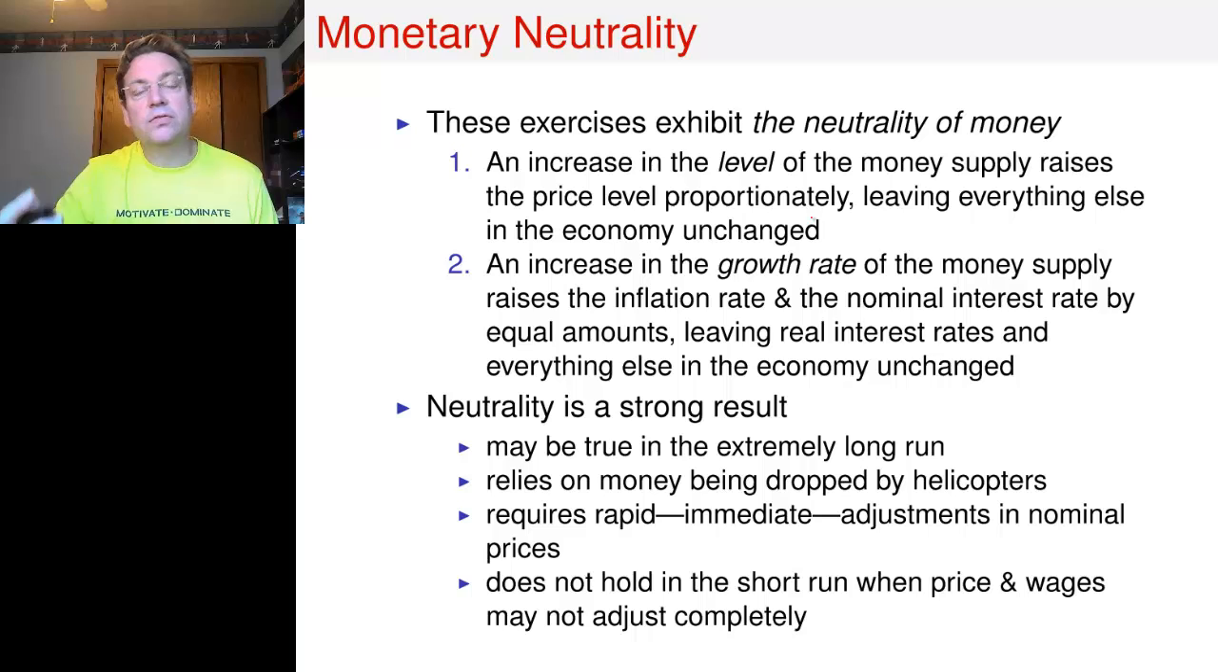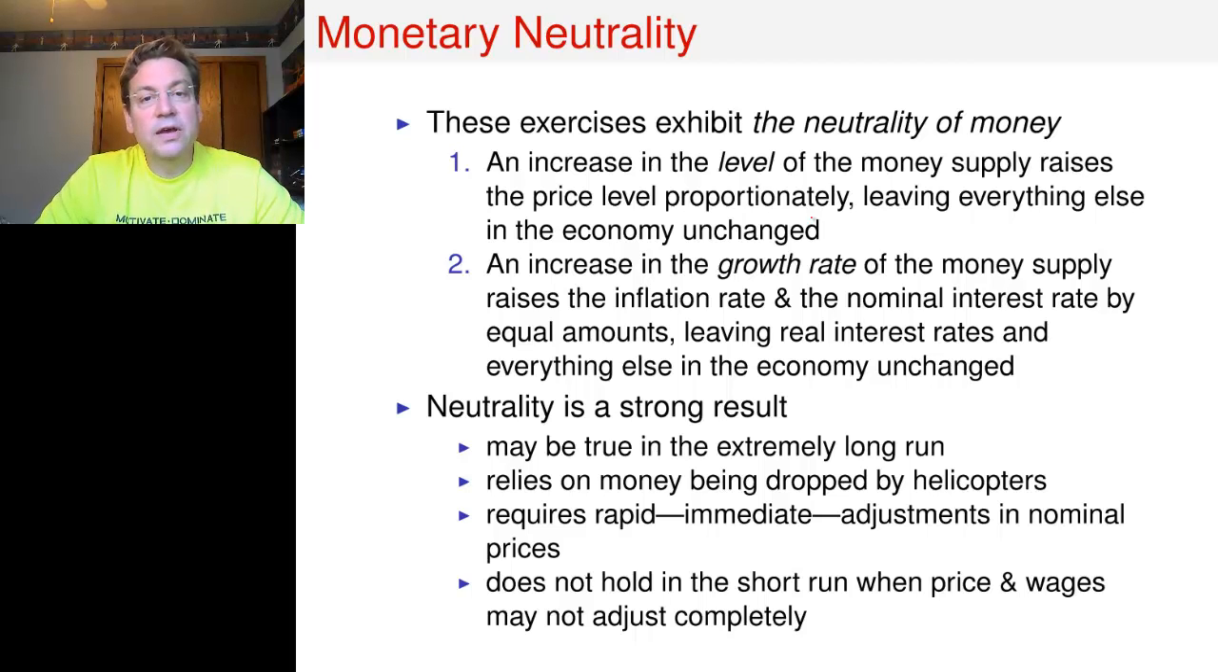Now, all of these exercises exhibit what's called the neutrality of money. An increase in the level of the money supply raises the price level proportionately, leaving everything else in the economy unchanged. An increase in the growth rate of the money supply raises the inflation rate and, through the Fisher equation, the nominal interest rate 1-for-1. And that then leaves the real interest rate unchanged and everything else in the economy unchanged.